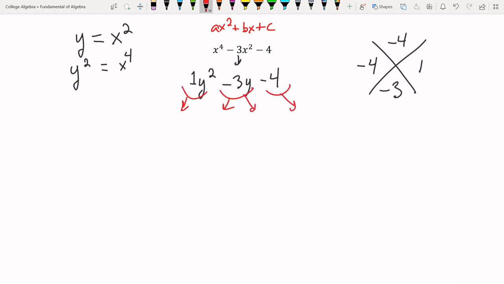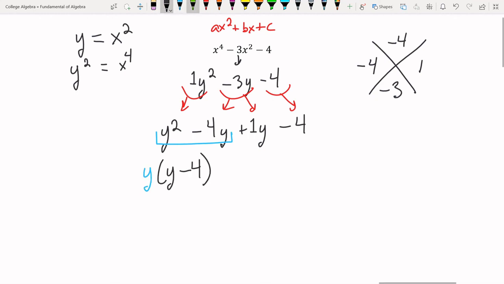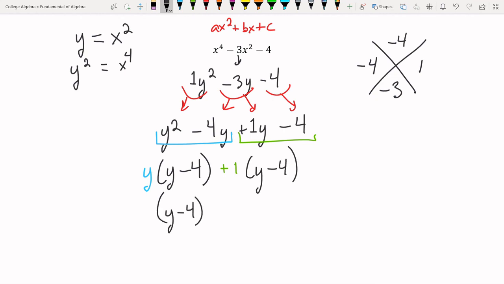Just writing out these things all in one go. We have y squared. I'm not going to bother writing the 1. And the first number we got was negative 4 with the variable. Then we got plus 1 with the variable. And bringing down the last term gives us negative 4. Now we can factor by grouping. We can take out a y there, giving us y minus 4. And out of the next two, we can take out a plus 1, giving us y minus 4. So this factored form is going to be y minus 4, y plus 1.